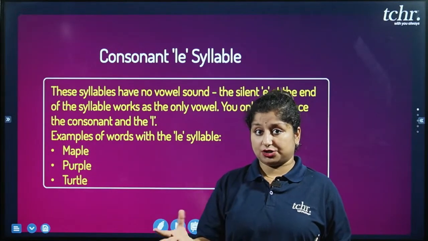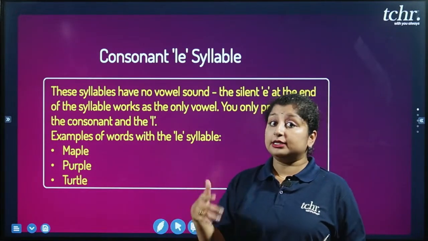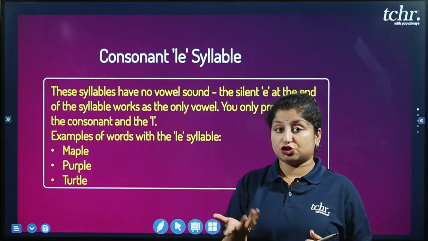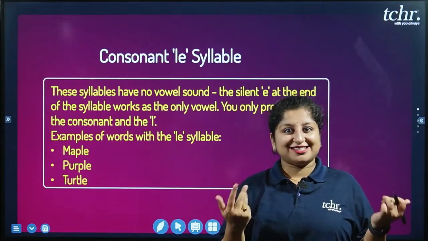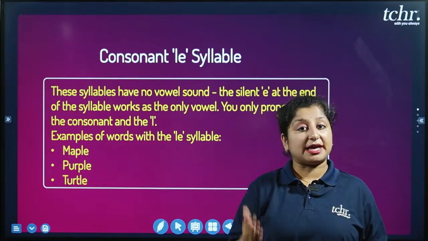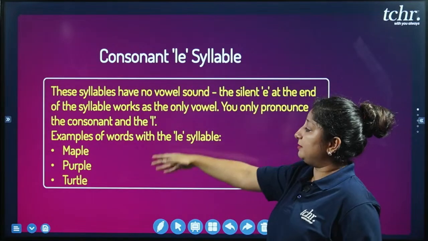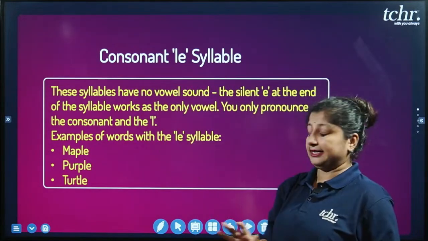L is getting stressed here. Maple, turtle, and purple. L is getting stressed, not E. Purpley, turtley. It's not that, right? It's purple, turtle, maple. So what is happening here? The consonant LE syllable. These are termed as the consonant LE syllable.